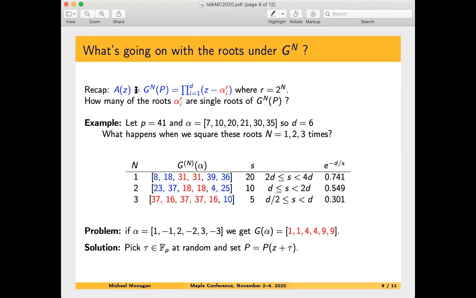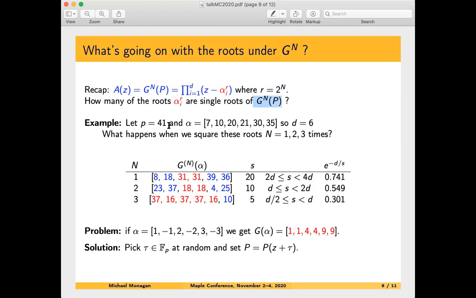Question, what's actually happening to the roots under the transform? I want to take a look at this because I think this is interesting. Recall that A of z is the Graeffe transform composed n times of the P polynomial. It has roots alpha_i to the r. And in order to recover alpha_i from alpha_i to the r, we need that the alpha_i to the r are single roots of the Graeffe transform polynomial.